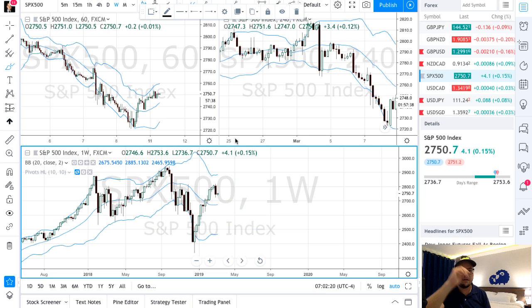Because basically, we had this high over here, and then this seems to be a high. We're not sure yet, but it could be a high. And that means that we make lower highs than before. Okay.